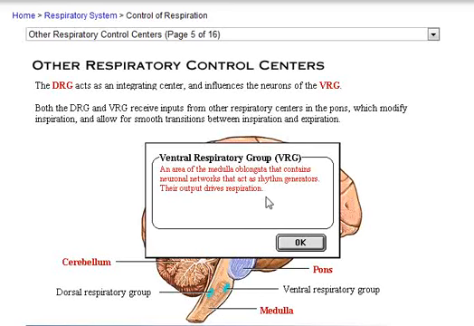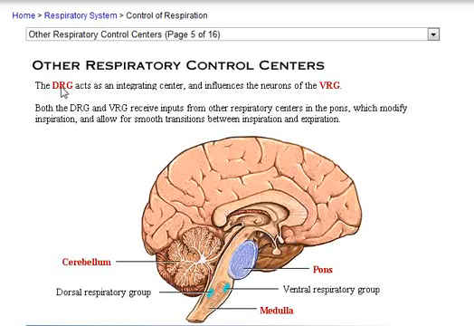Their output drives respiration. The respiratory centers in the pons, which modify inspiration, allow for smooth transitions between inspiration and expiration.